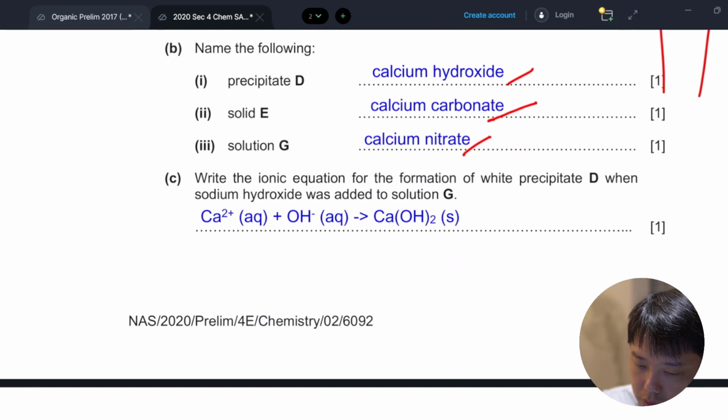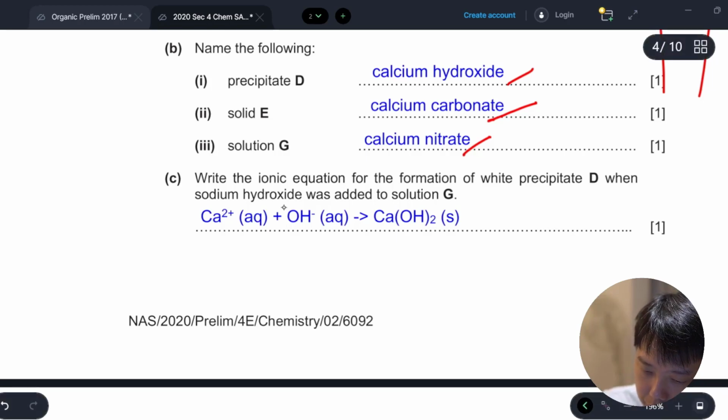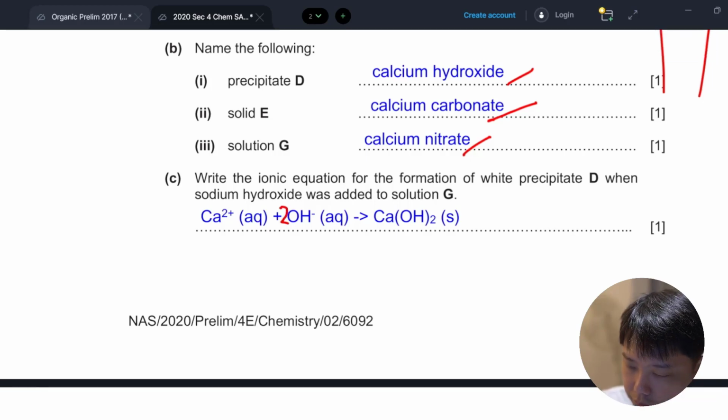Next, they ask you to write the ionic equation for the formation of white PPT D. So calcium plus hydroxide give you calcium hydroxide. This should be balanced with a 2 in front. And you've got to make sure that you write down all your state symbols.